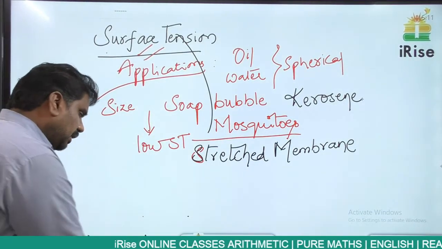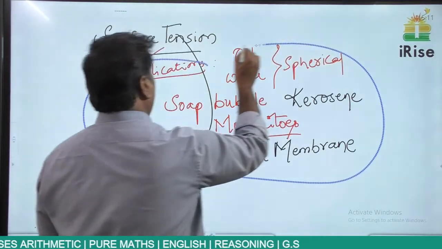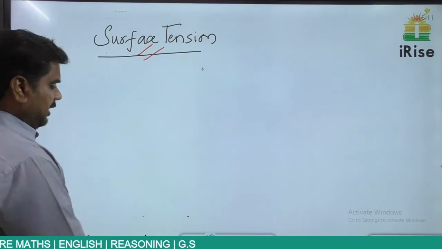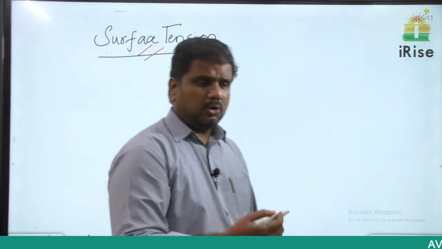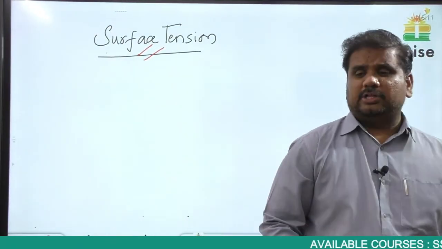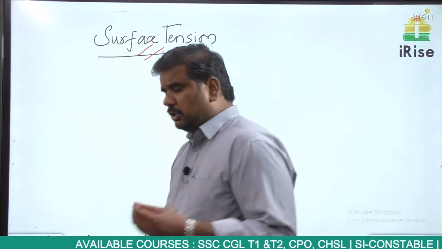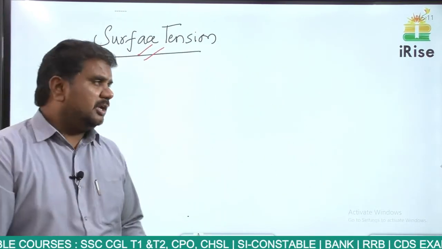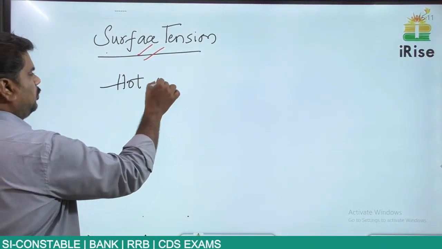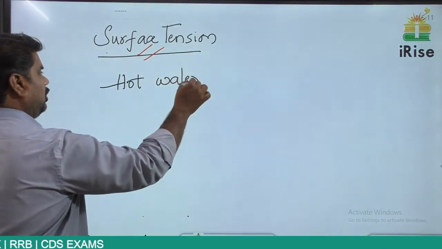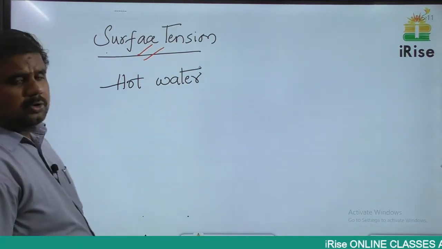At the same time, you might have observed at your home many times, whenever you wash the cloth that we use in the kitchen, or the cloth that we use as doormats, for cleaning that cloth, generally we use hot water. Now why are we using hot water?